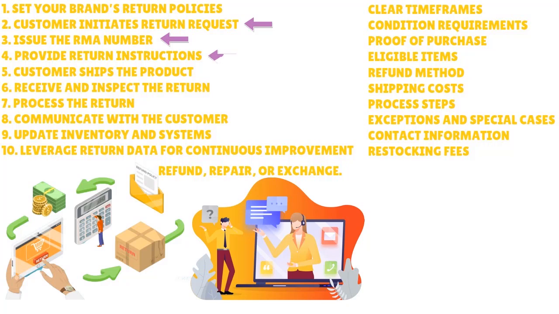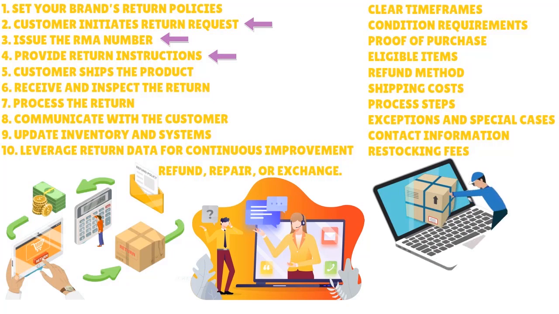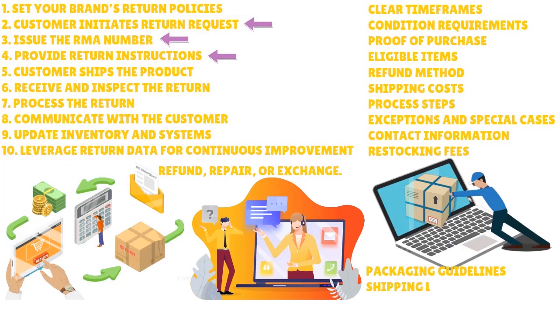The next thing you want to do is provide return instructions. Along with the RMA number, you want to provide the customer with detailed instructions on how to return the product. This should include a few things: packaging guidelines, a shipping label, and the RMA form, right? It has to be methodical enough for the customer to understand. Clear instructions ensure the product is returned securely and correctly.